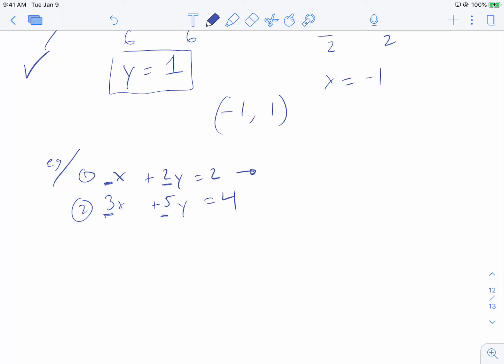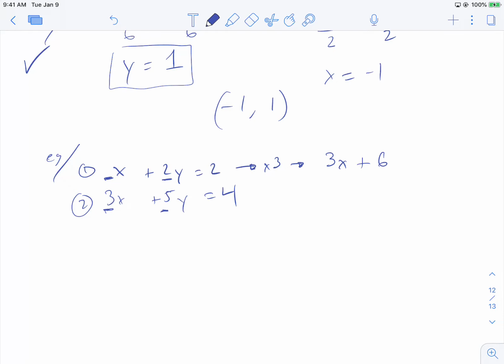So this one has x, this one has 3x. We're going to multiply this thing by 3. And when we do that, we get 3x plus, and now 2y times 3 is going to give us 6y equals 2 times 3, which gives us 6. So we just multiplied every single one of these pieces of that equation by 3. So that's equation 1. This is going to be equation 2, so I'll just write it over here so it's all in a nice row for us.